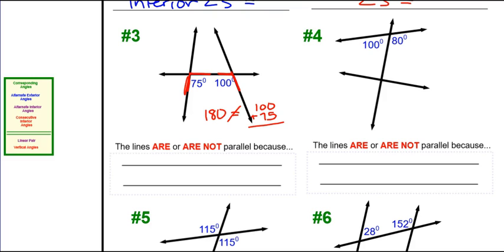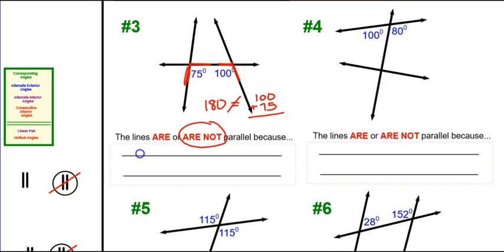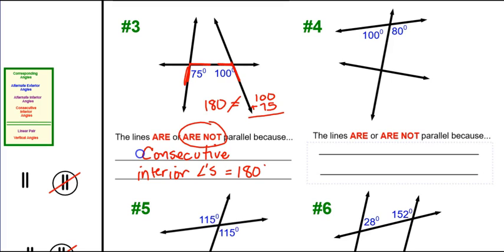And they do not. So we say that these lines are not parallel because the consecutive interior angles do not equal 180 degrees. So then we say to ourselves, they are not parallel because consecutive interior angles equal 180 degrees, and those are not. So we say that these guys are not parallel. Then we look at question number 4.